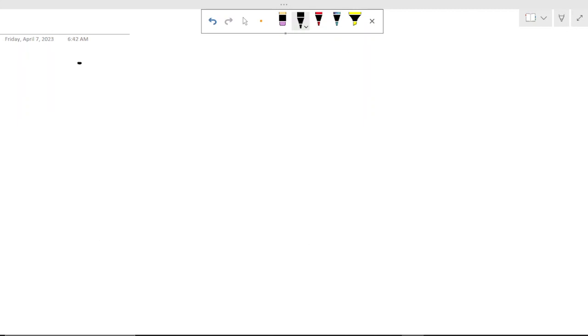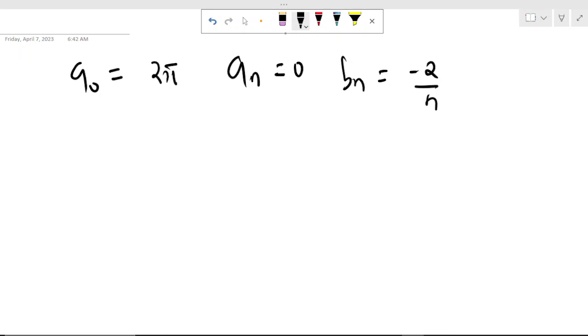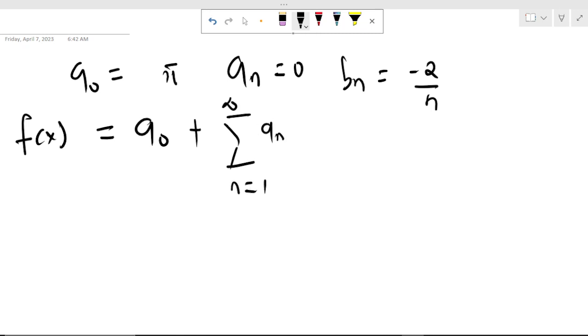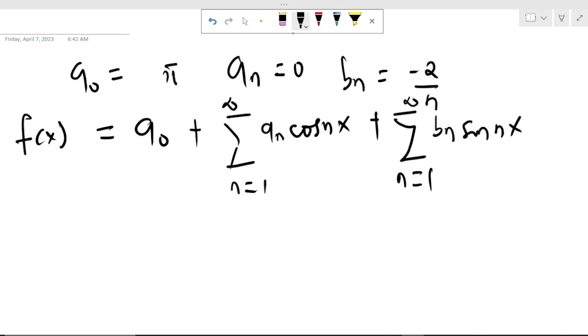So to wrap it up again, our A naught is equal to what? 2 pi. Our An, that gave us 0, and our Bn, that gave us minus 2 over n. So by the time we put this back in our expression, remember the expression? A naught, no, our A naught was not 2 pi, I think it was pi, remember. So we have A naught plus summation as n equals 1 up to infinity of An cos nx plus summation as n goes from 1 to infinity of Bn sine nx.